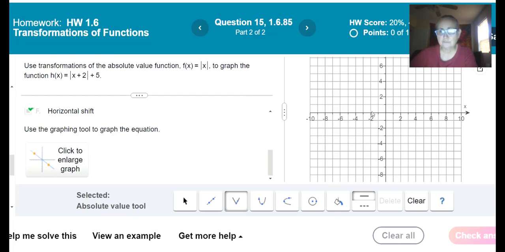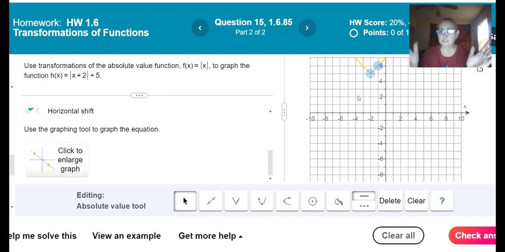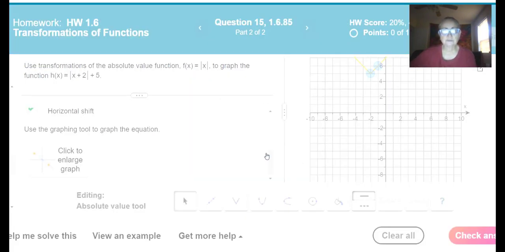So you got to count left 2, 1, 2, 3, 4, 5. And then you click and you go up 1 to the right 1 like that. Because remember, unless we stretch it or shrink it, either horizontally or vertically, it's just over 1, up 1, over 1, up 1, over 1, up 1. Check our answer. That's right.